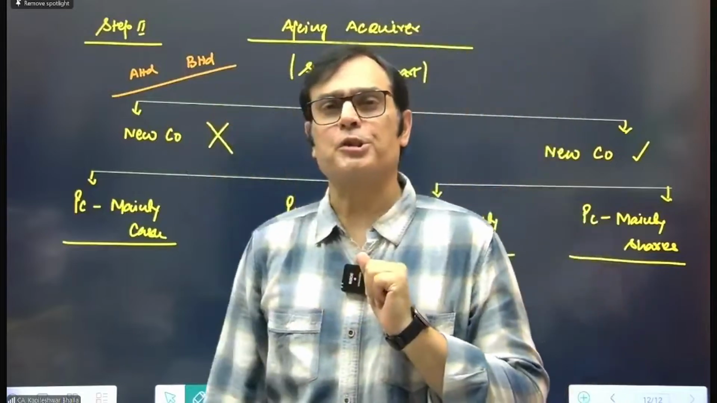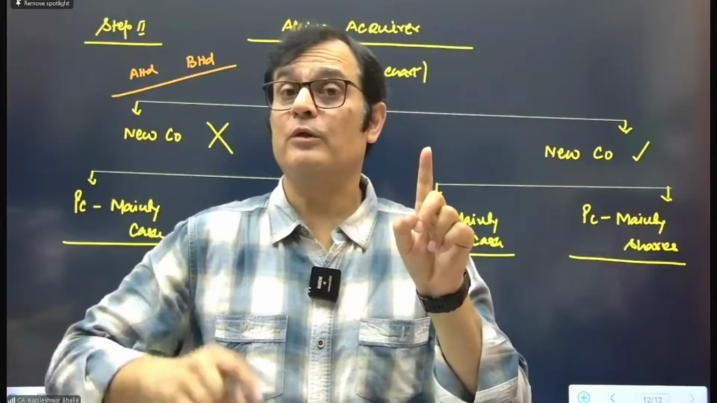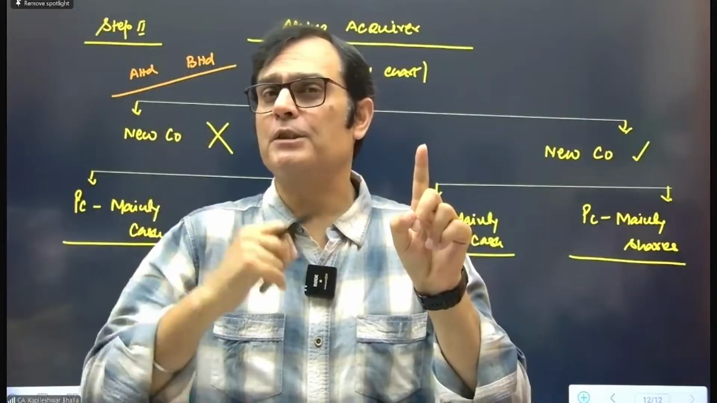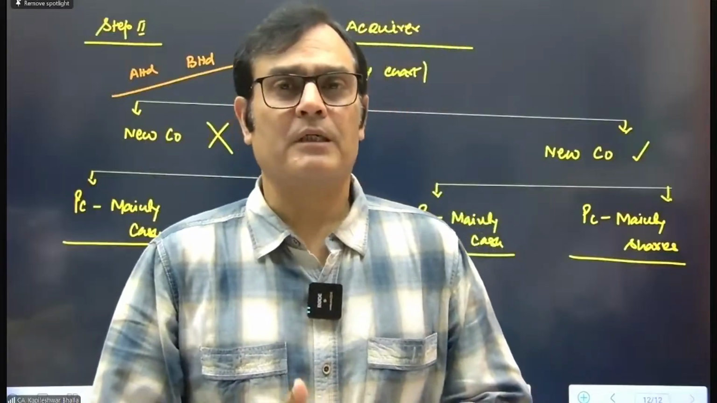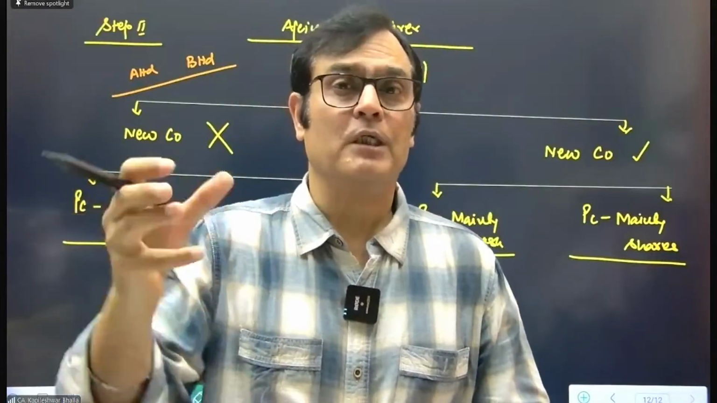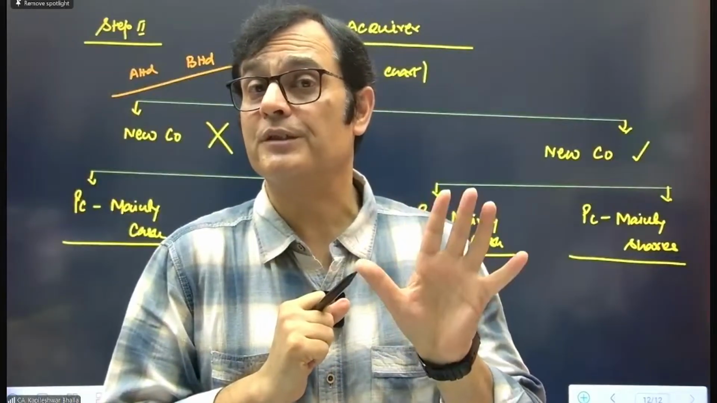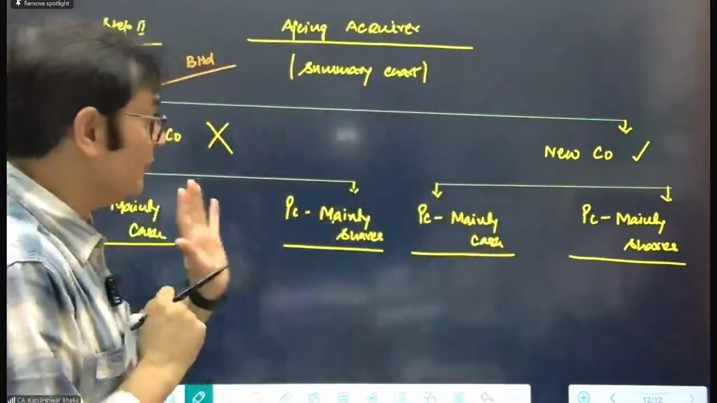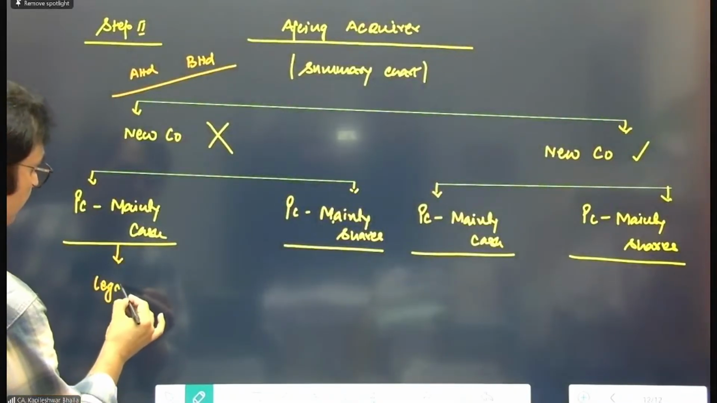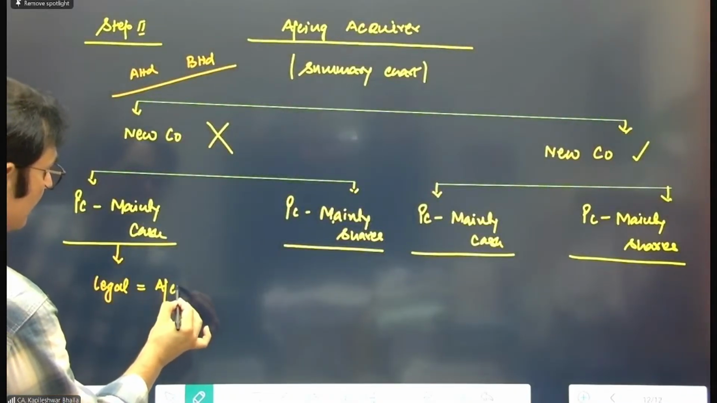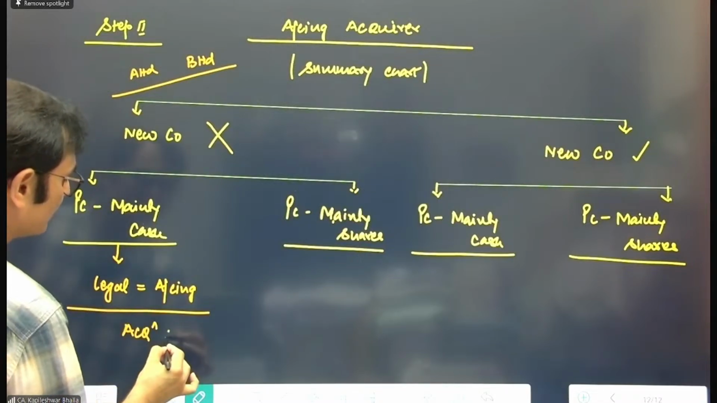A would approach the shareholders of B and pay them cash. Does the shareholder of B become the shareholder of A? Of course not. Because the consideration is paid in cash, to the shareholders of B you are making a payment in cash and not in shares. So in this particular case, we can outrightly say that the legal acquirer and the accounting acquirer will always be the same. And this would mean that we are applying acquisition accounting.